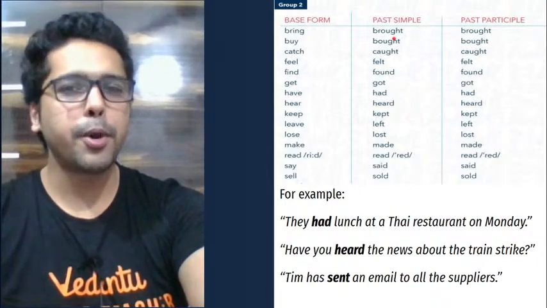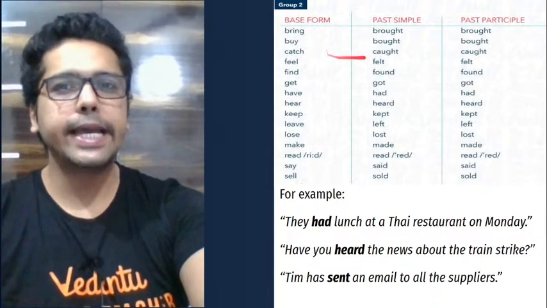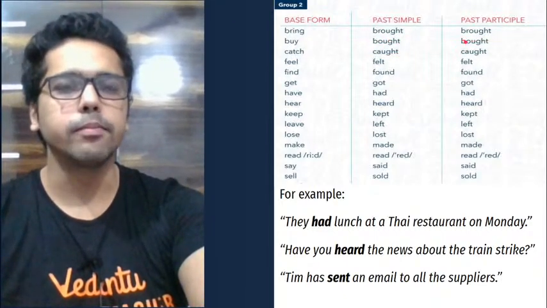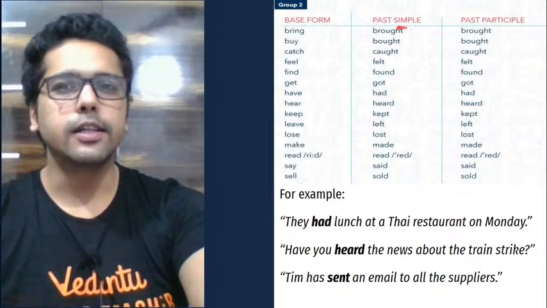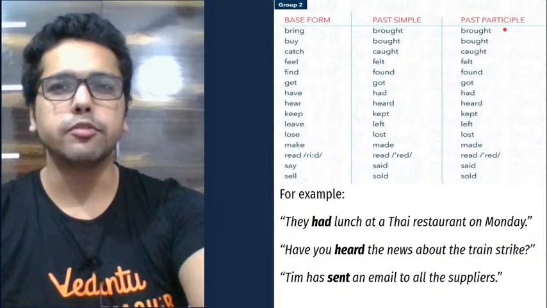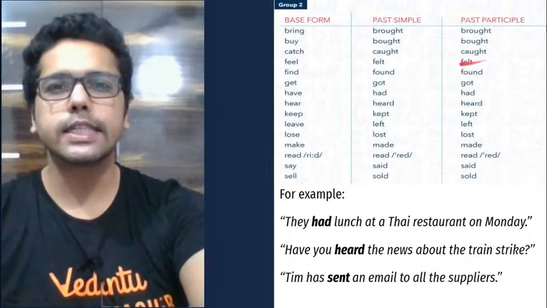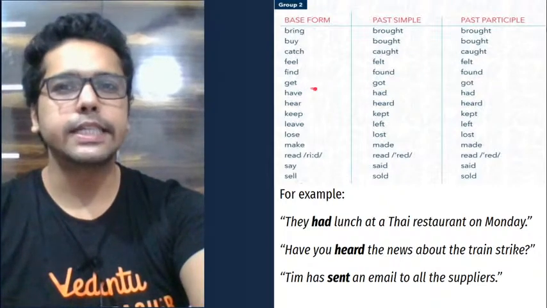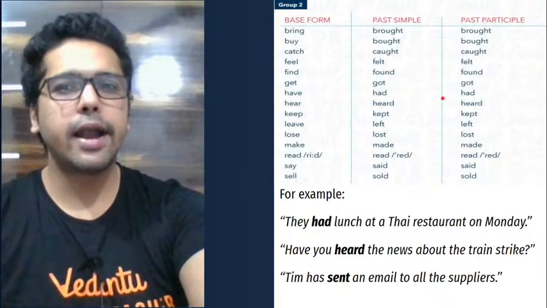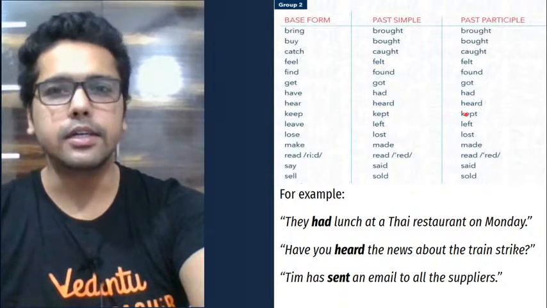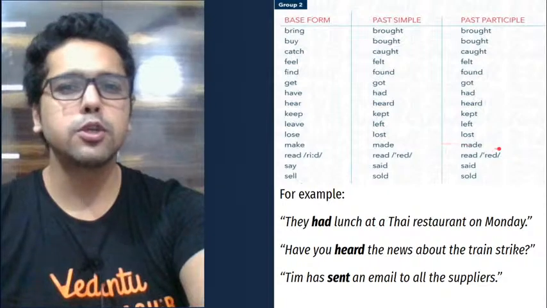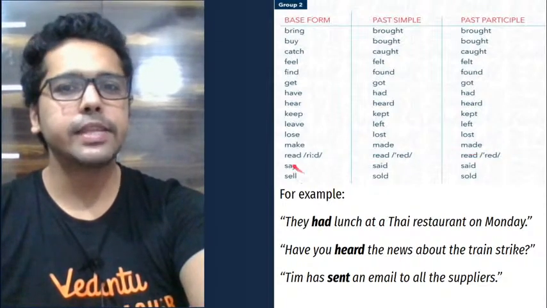So bring, brought, buy, bought. You see, V2 and V3 remain the same, the simple past tense form and the past participle form. Look at the others: catch, caught, feel, felt, find, found, get, got, have, had, hear, heard, keep, kept, leave, left, lose, lost, make, made, read.